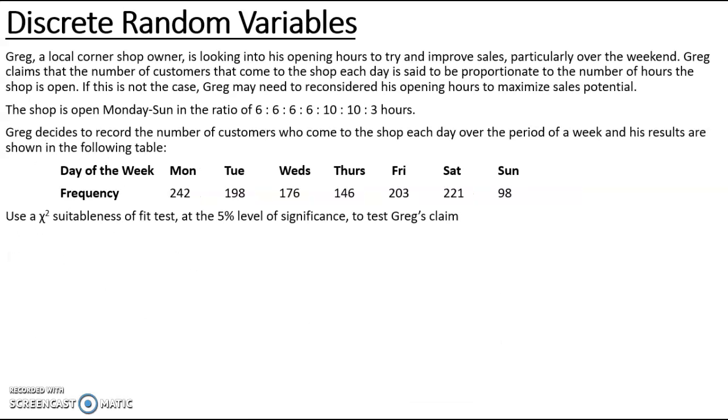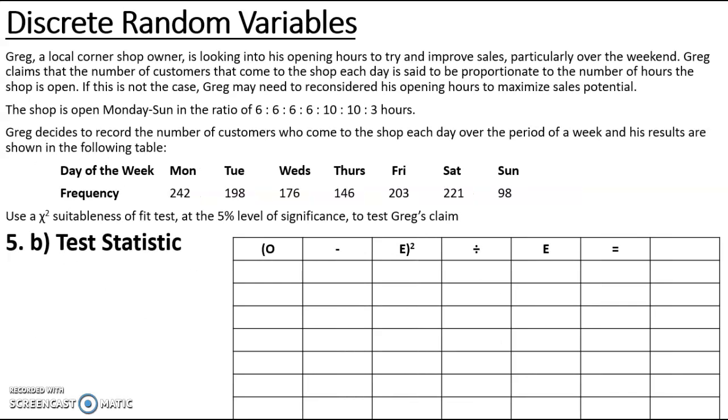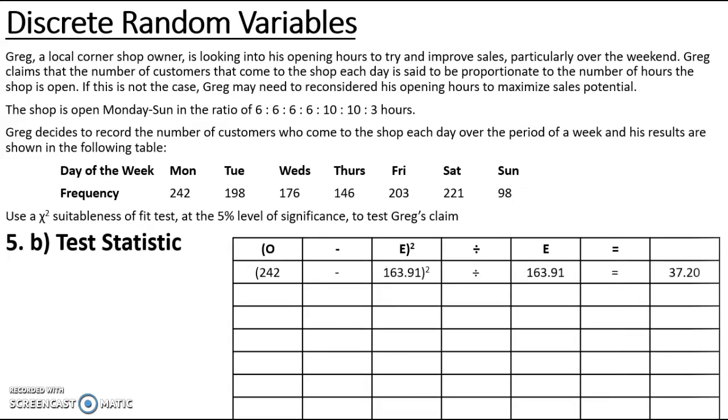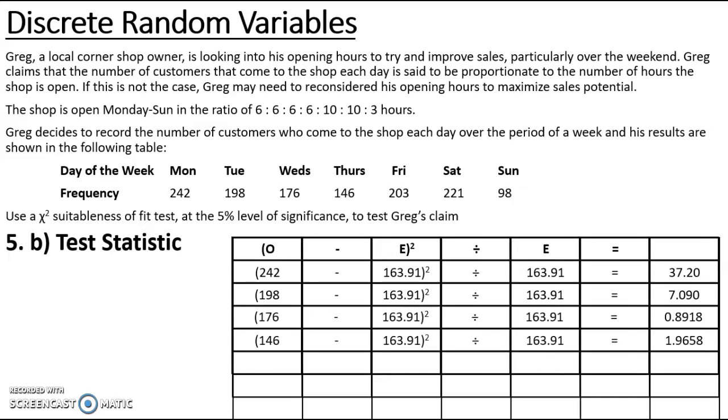So for our test statistic, we're using (O minus E) all squared over E. We're going to do that for each of the 7 days and get a total. So for each one of these values, I've taken the observed value from the table, so 242. I've subtracted my expected value from the previous slide, squared that answer and divided by E to get a contribution to the test statistic, 37.2. I'm going to do that for each of the 7 days of the week.